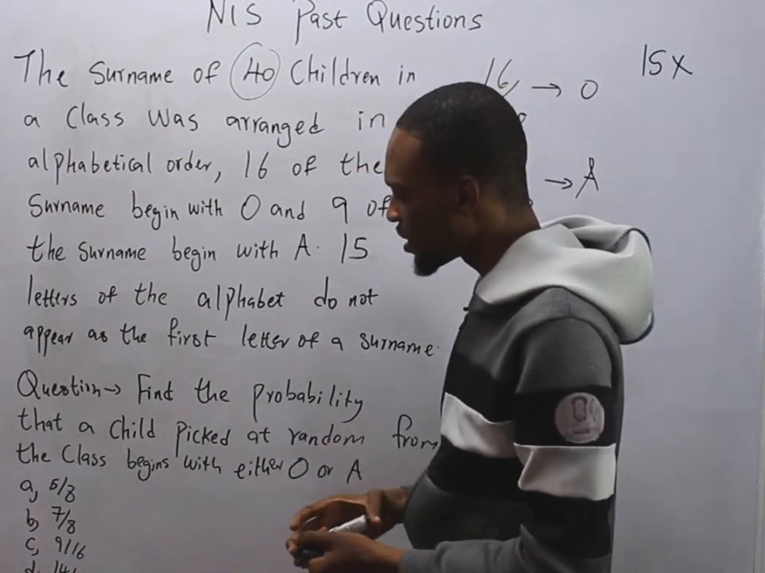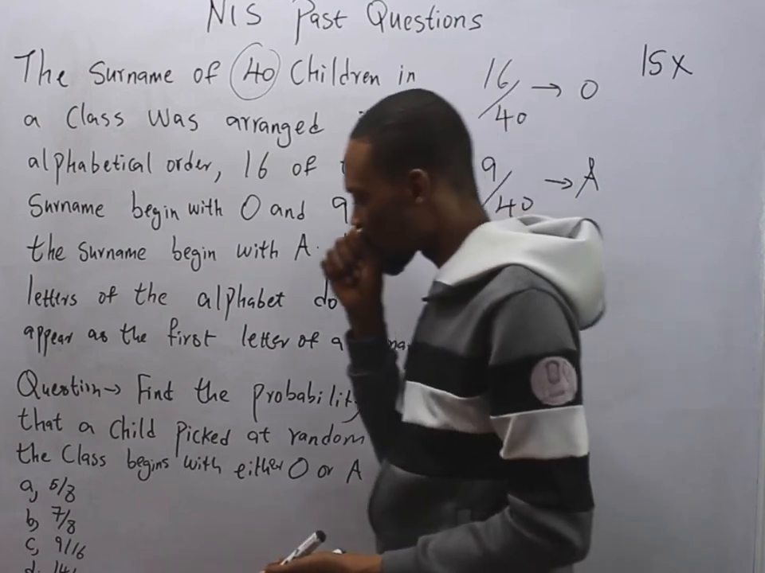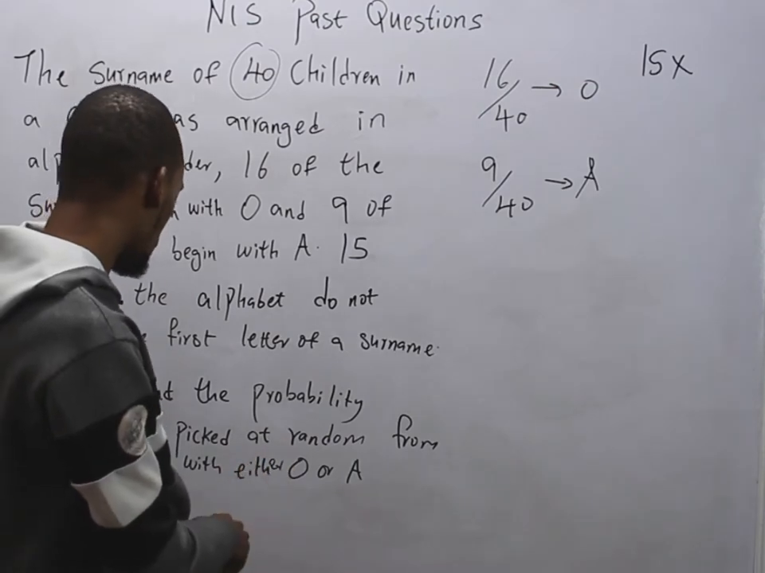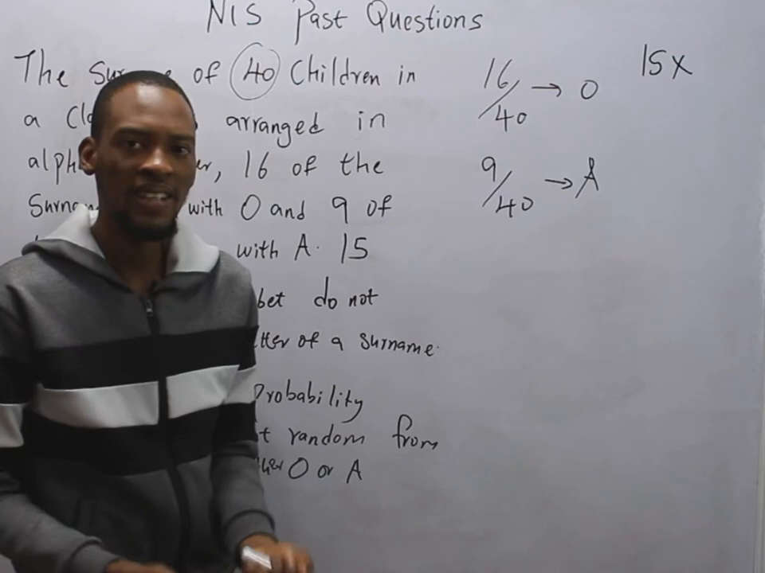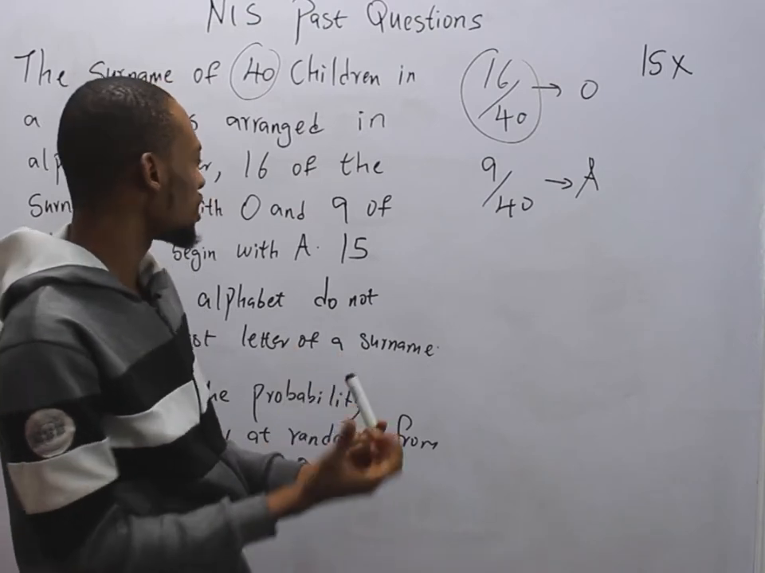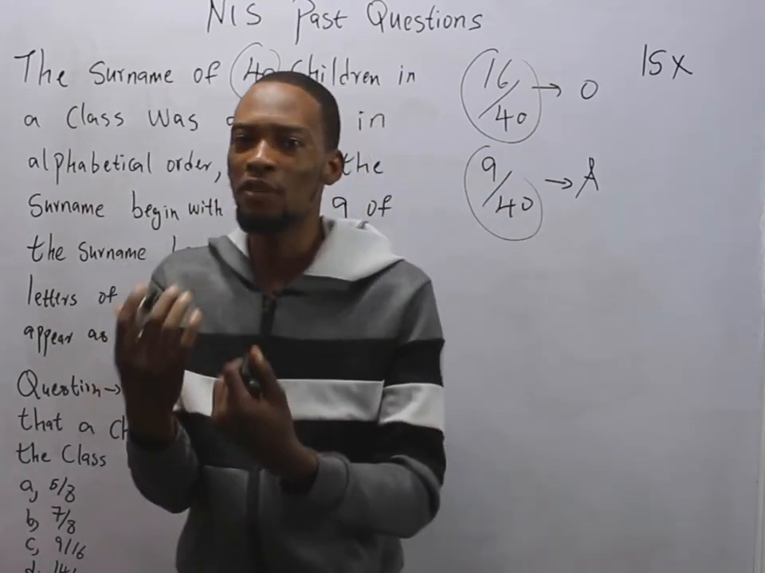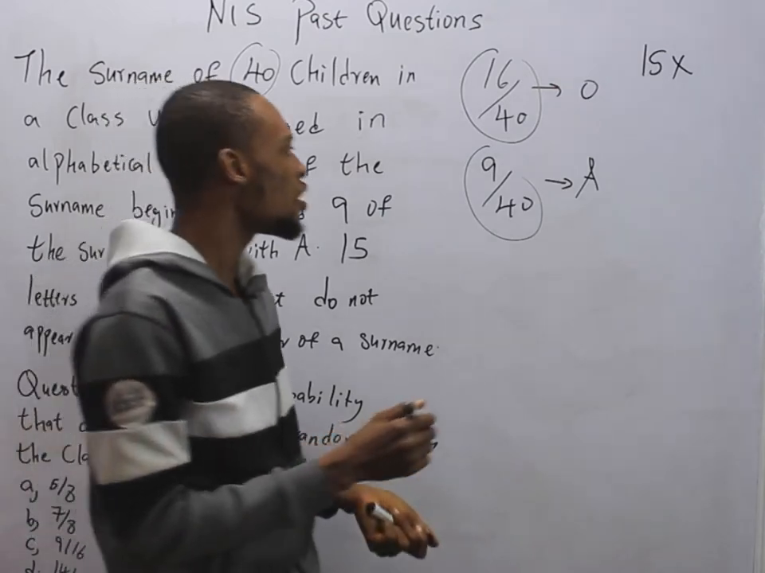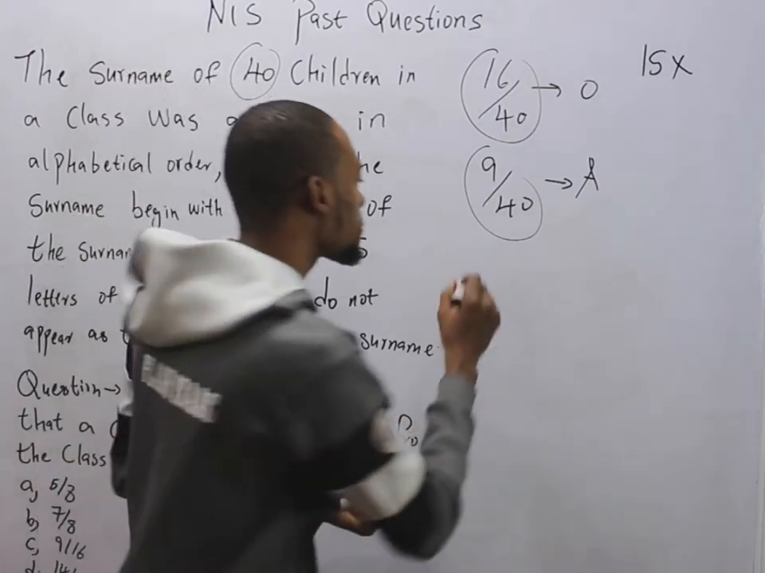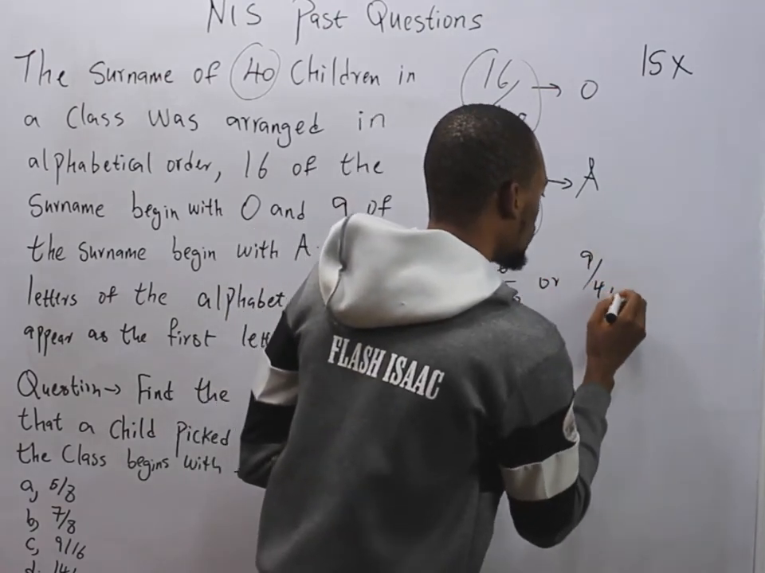A says 5 over 8, B says 7 over 8, C says 9 over 16, and D says 14 over 25. What is the probability that a child picked at random begins with either O or A? Now, O is simply 16 over 40 because 16 names out of the 40 began with O. And A is simply 9 out of 40 because 9 over 40 begins with A. The probability of either O or A is simply O, which is 16 over 40, or A, which is 9 over 40.